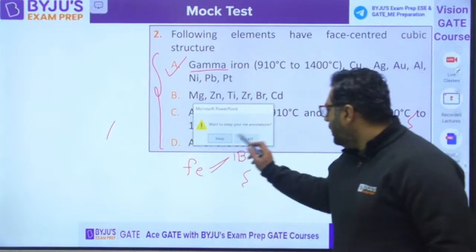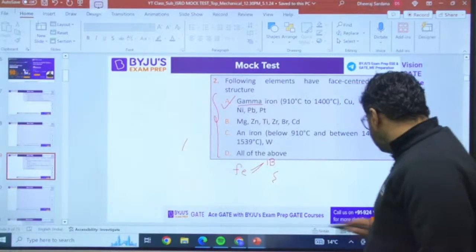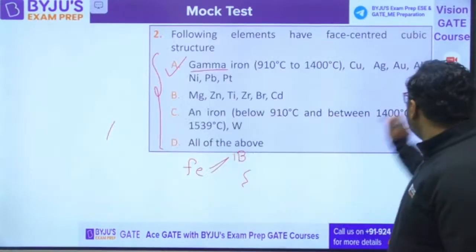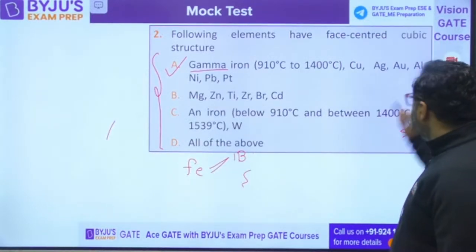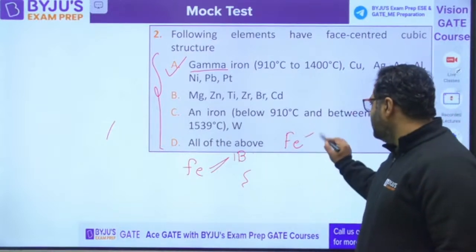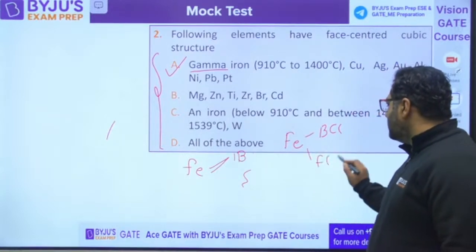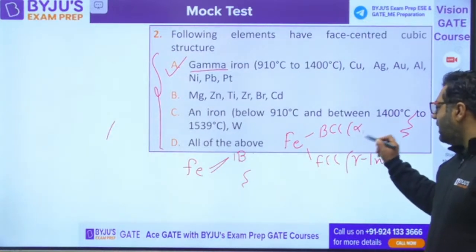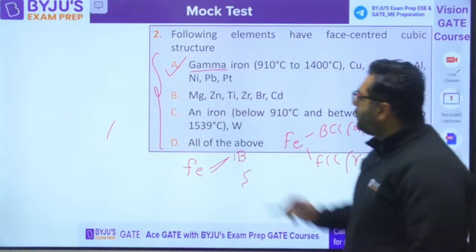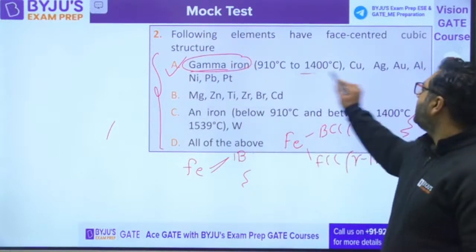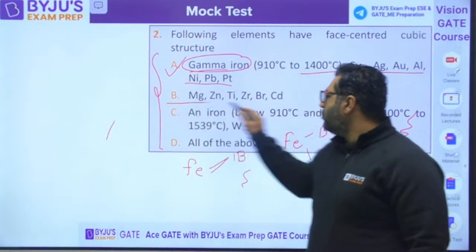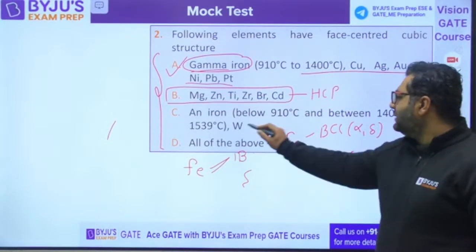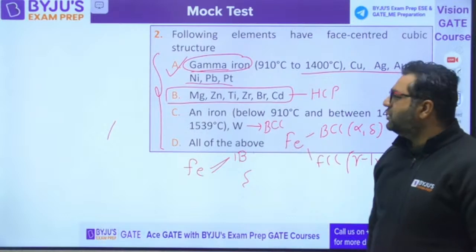So when we are talking about iron, it is showing BCC as well as FCC structure. So you know gamma iron is FCC, and alpha and delta iron are BCC. So first of all, because of gamma iron, and all other materials are also FCC. When you talk about option B, they are HCP materials. And this is about BCC. So that is why the answer will be A for this.